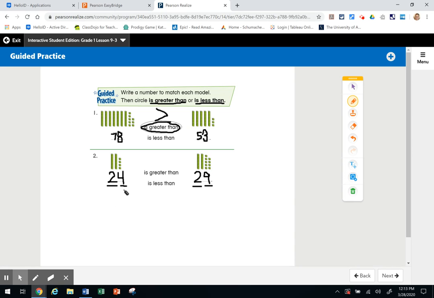So we would say that 24 is greater than 29 or 24 is less than 29. Remember, greater than means bigger, less than means smaller. So the answer is 24 is less than, or smaller than, 29, okay? And the less than sign, the mouth faces the right. Remember, the mouth always wants to eat the bigger number, okay? So you would say 24 is less than 29, okay?